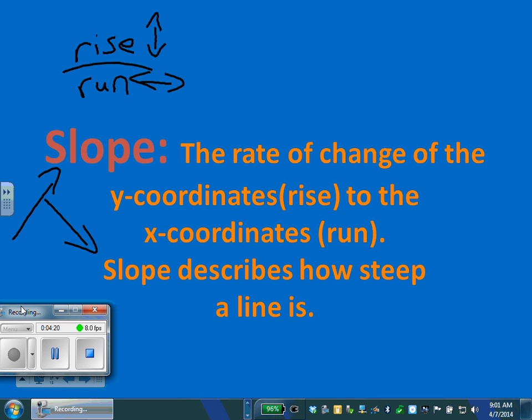Okay? So that is your definition for slope. It's the rate of change. How many do you rise up for every how many you run across? You go up so many and across so many. Okay. Any questions on that? It'll give you an idea of the direction of your line and how steep it is.